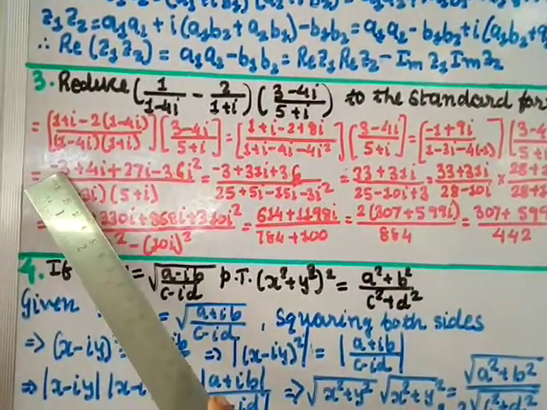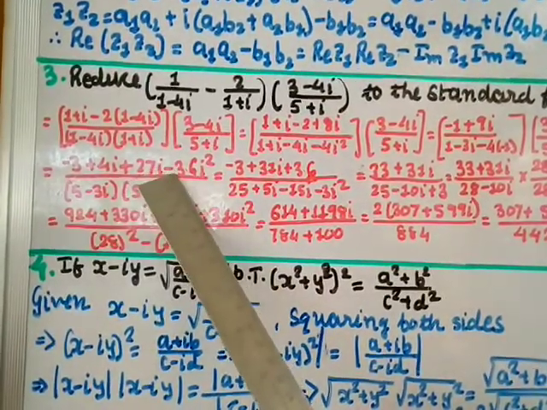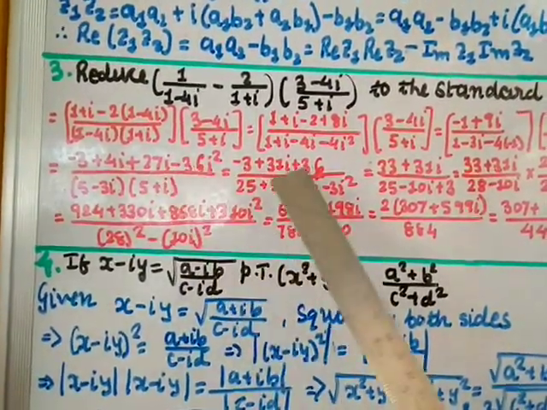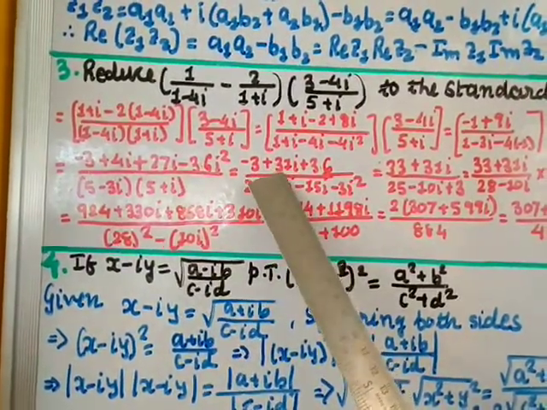Now here minus 3 minus 36i square can be written, i square value is minus 1, so it will become plus. So you can write minus 3 and this plus 36. And this you can combine together. 27 plus 4 will give you plus 31i.